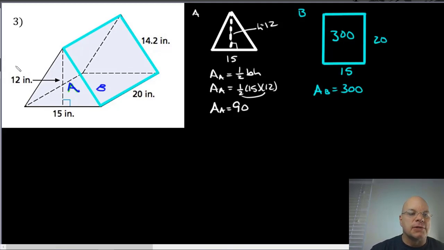There's also another face over here that's even harder to see. This face. Since there's no dimension given here, you can assume that this is also 14.2. This looks like an isosceles triangle, so if they don't give you the dimensions, you can make that assumption. And so that's another 14.2 by 20. So really there are 2 faces that look like this.